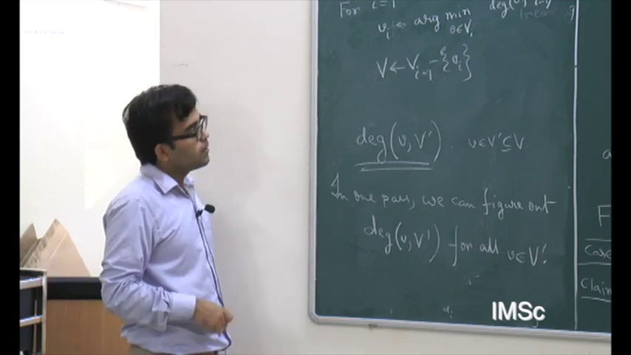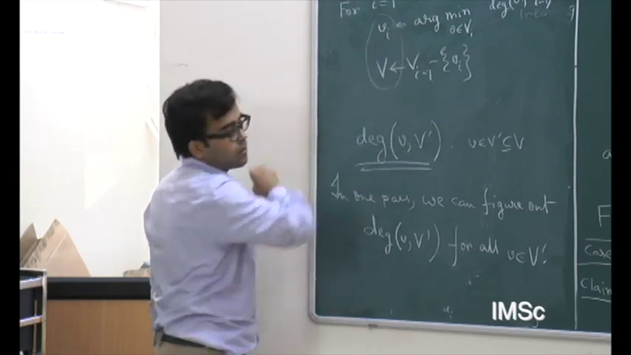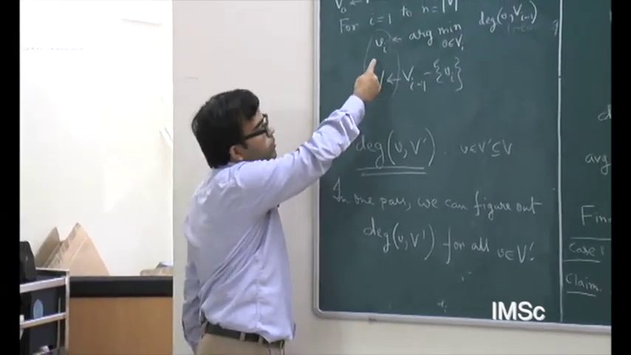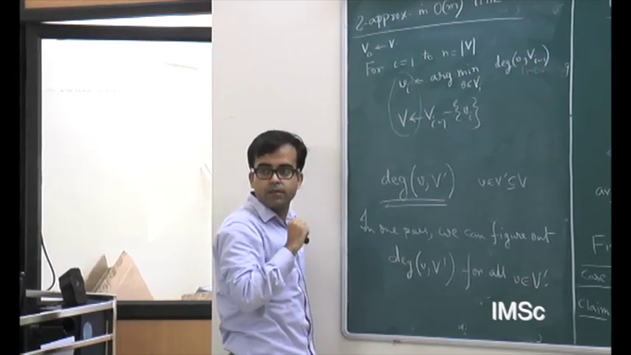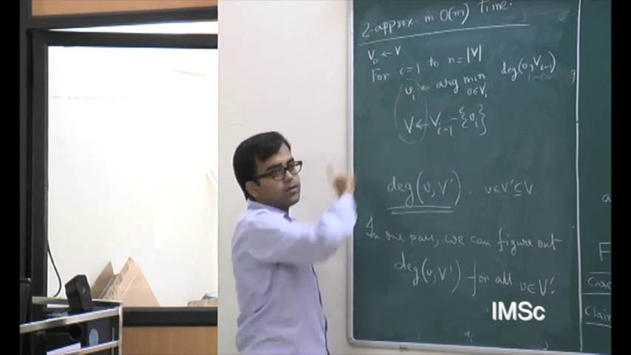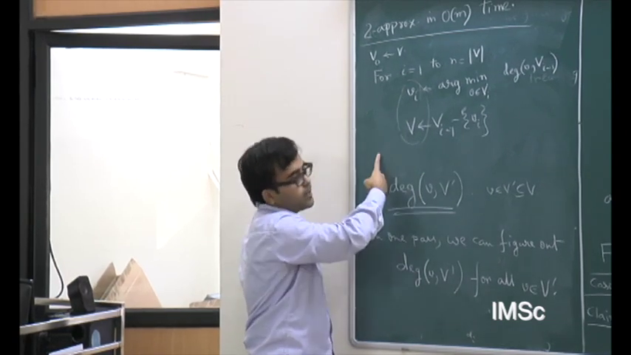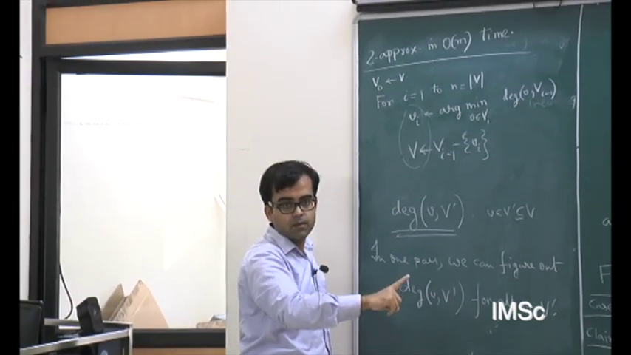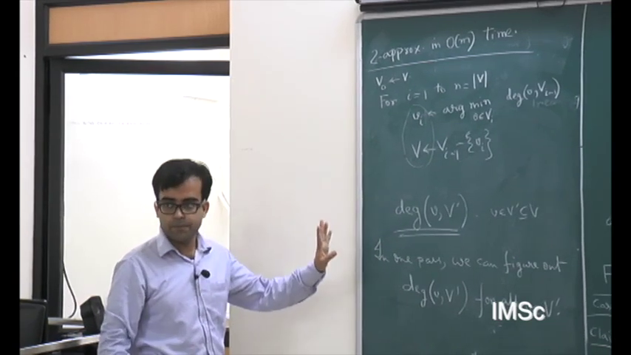Okay. The problem is that to implement this step we need to maintain the degree, we need to know the degree of each vi in capital Vi. So just for implementing one iteration of this algorithm we will need one pass, and this algorithm runs for n iterations, so we will need n passes. Okay. We need to somehow modify this algorithm so that we can do better.